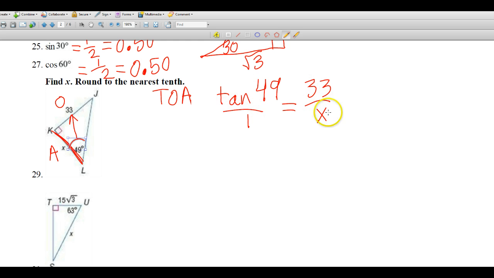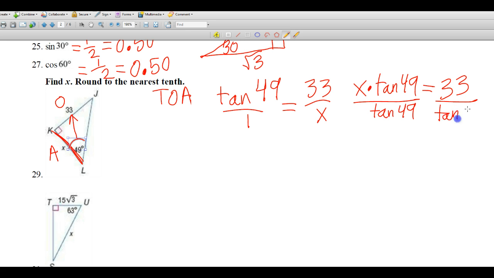So we cross multiply, we take x times the tangent of 49 and set that equal to 33 times 1. To solve for x, we need to divide by the tangent of 49. So 33 divided by the tangent of 49 is approximately 28.7 to the nearest tenth.